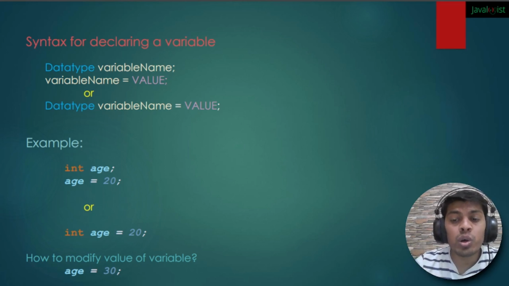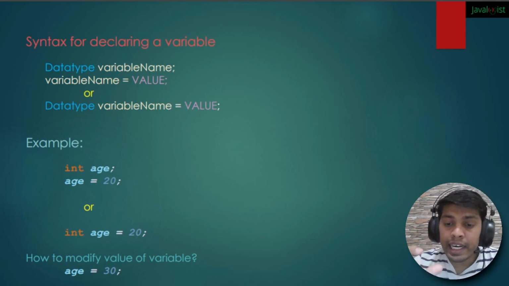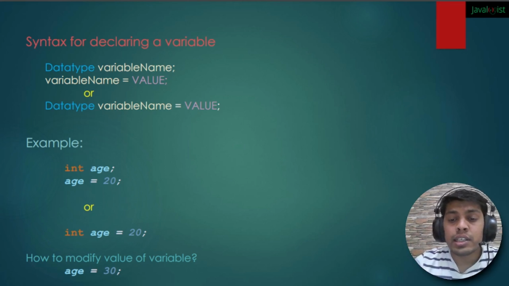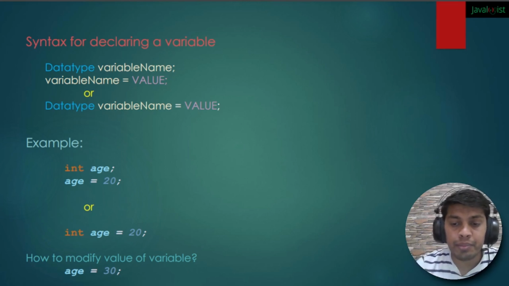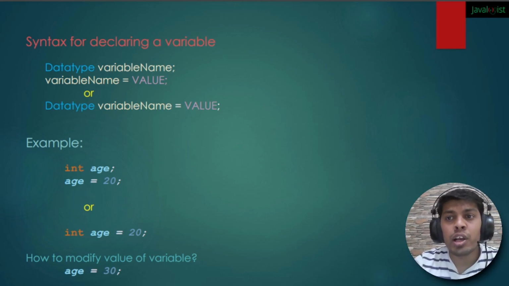You can also assign a value to a variable at the time of declaring it. So data type int, then variable name age, then the equal to operator and value and semicolon. By this you have given the value 20 to the age variable, which is integer type. This declares a variable called age and assigns it the value 20.